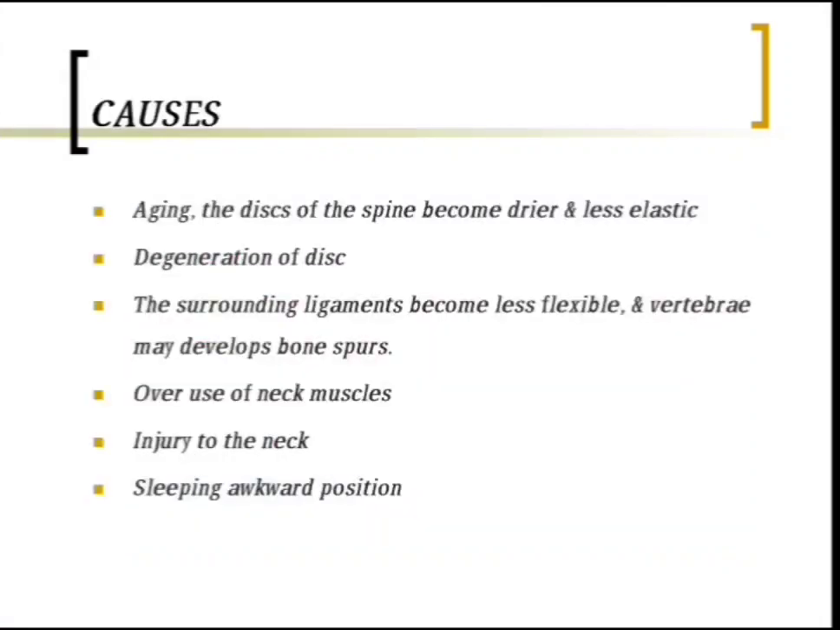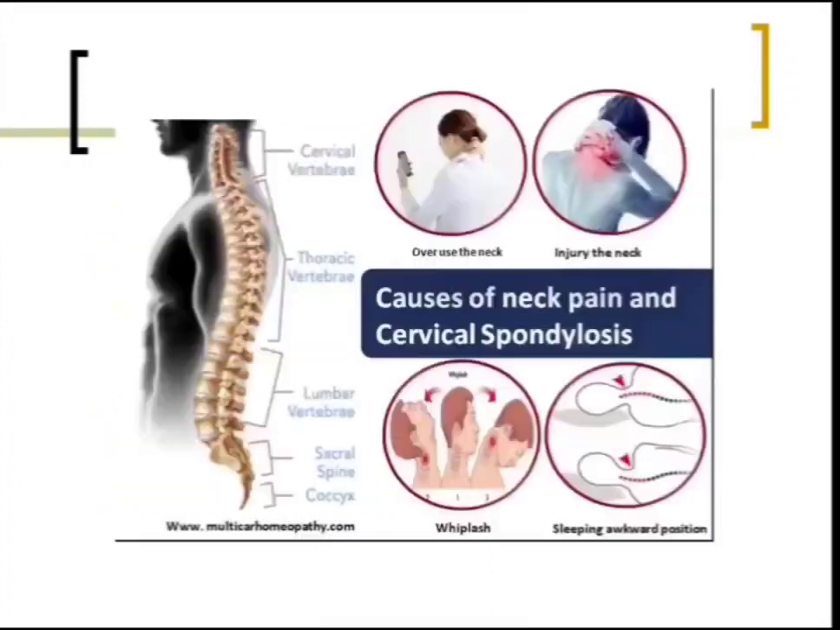Causes of cervical spondylosis: aging, the discs of the spine become drier and less elastic, degeneration of disc, the surrounding ligaments become less flexible and vertebrae may develop bone spurs, overuse of neck muscles, injury to the neck like whiplash injury, sleeping in awkward positions.